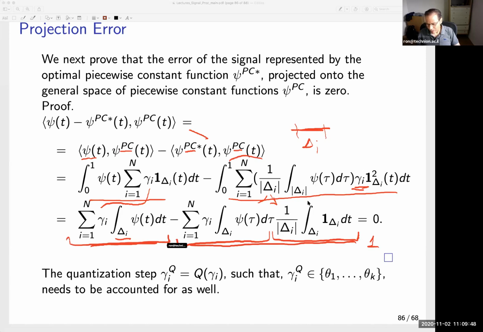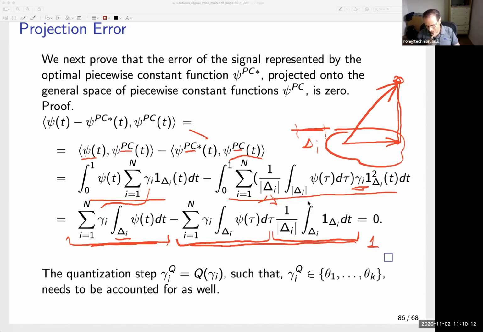So at the end of the day, what we proved is exactly what I showed you before: if I'm considering my signal as some vector in a very high dimensional space, and we project it onto the space of piecewise constant functions, piecewise constant at these intervals, then what we get is the best possible approximation. I mean, the error is something that cannot be projected and attain a better error.